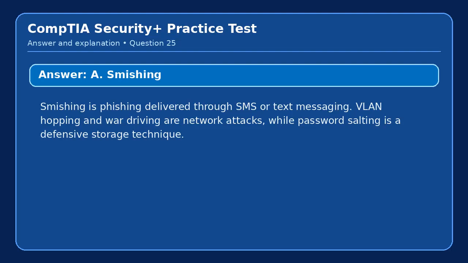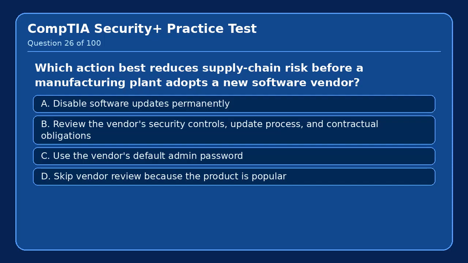The answer is B. Review the vendor security controls, update process, and contractual obligations. Vendor assessment helps identify risks introduced by third-party software and support processes. Popularity, default credentials, and disabled updates leave supply chain weaknesses unmanaged.